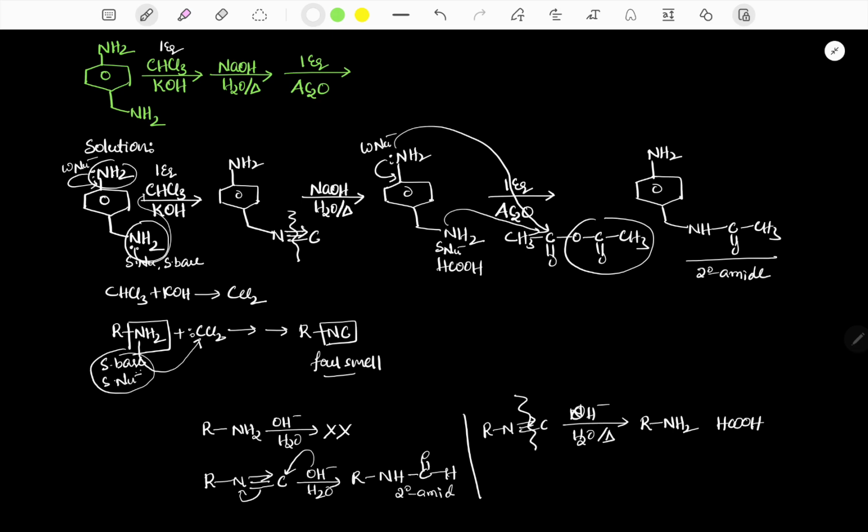The first reaction is the carbylamine reaction. This reaction is known as the carbylamine reaction. Next one is complete hydrolysis. Next one is acylation.